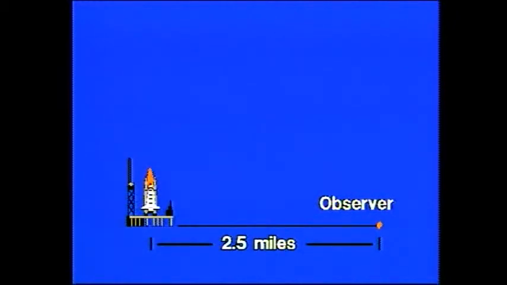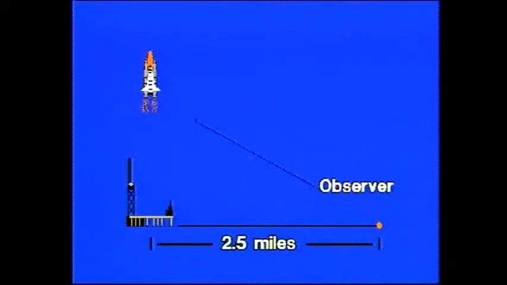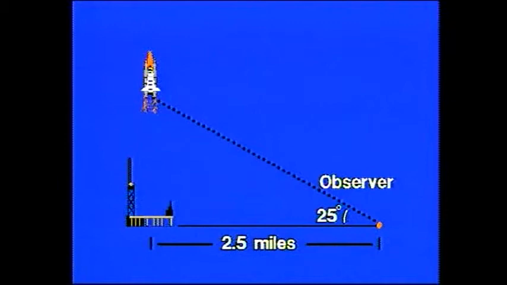Now let us suppose that a few seconds after liftoff, at one particular moment in time, the observer uses some sighting instrument to measure the angle of elevation to the base of the shuttle to be 25 degrees. So at this moment in time, we measure that angle to be 25 degrees. Now, how high is the shuttle at that particular instant? Well, let's assume that the shuttle is still moving vertically and we can make our calculation.